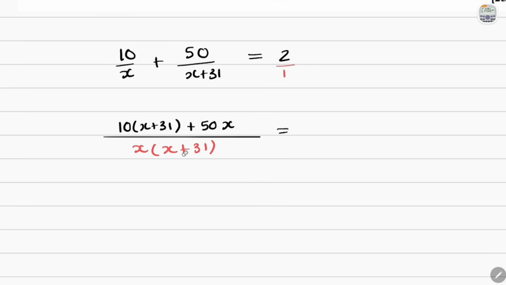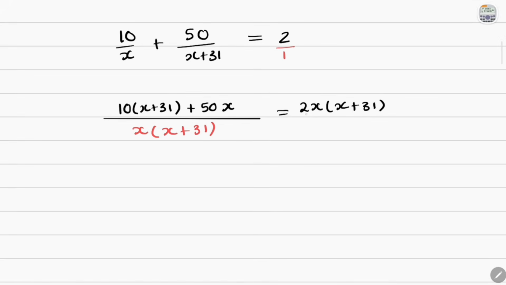So, of course, to get its denominator to look like this, you must simply multiply it by this LCD, okay? So that will become 2 multiplied by all of this, which will just be 2x and then x plus 31, okay? Because we're just multiplying it by x times x plus 31. And this is what we have. And, of course, the denominator would also be the same. It will be x times x plus 31.